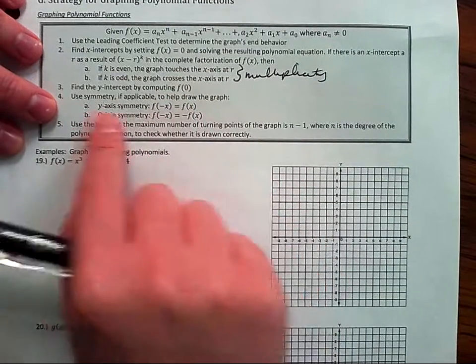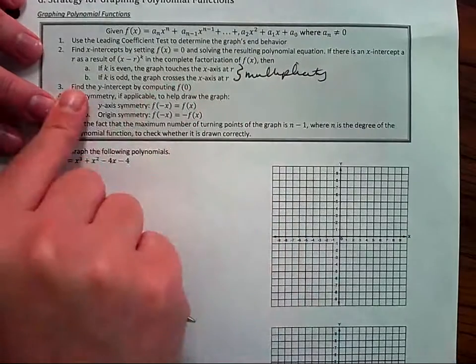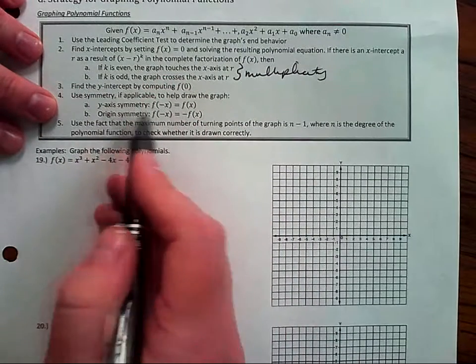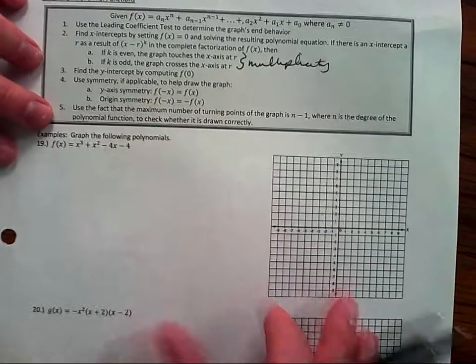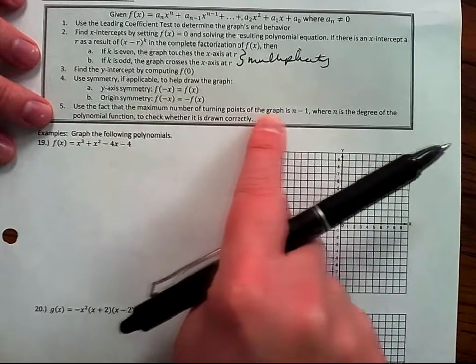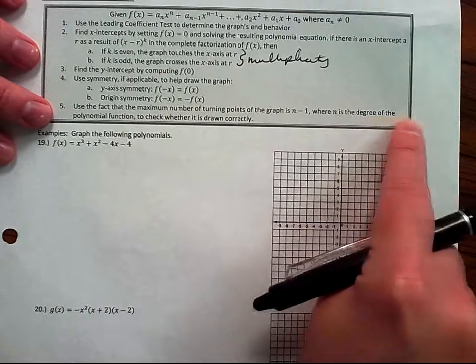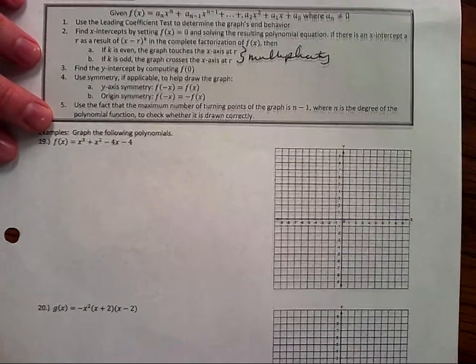Use symmetry. This is something we talked about in a previous section, right? Symmetric with respect to the y-axis, the x-axis, or the origin. And then use the fact that the maximum number of turning points in the graph is n minus 1, where n is the degree of the polynomial function. All right, let's do it.